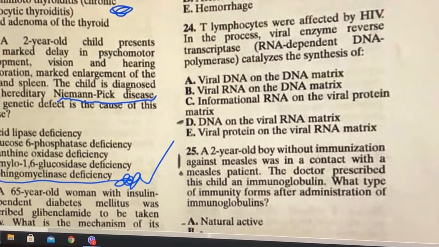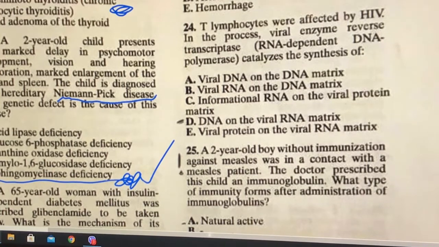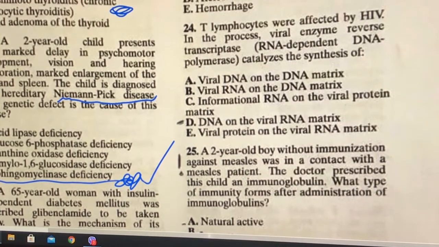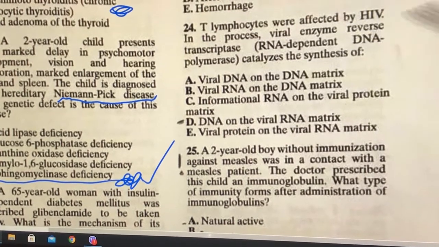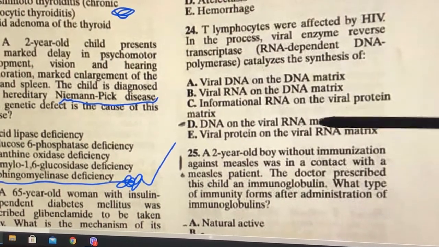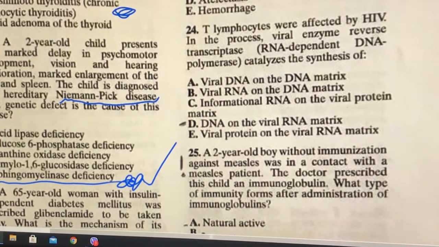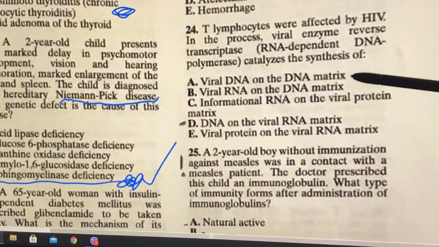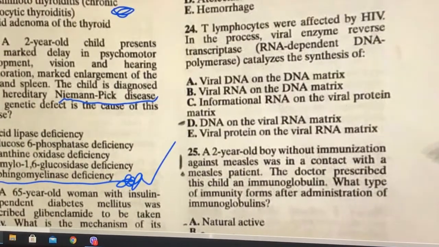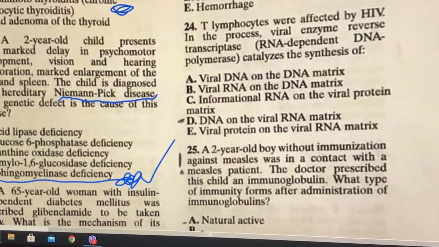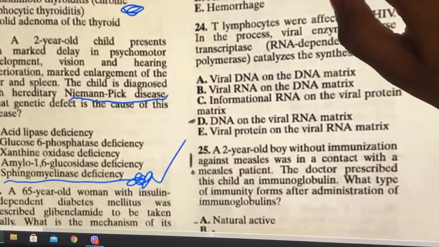So you should know which is polymerizing. DNA is polymerizing. So what is going to be synthesized? DNA. So search for the option which has DNA. DNA is given in three options. Here two options are matching. Viral DNA on the DNA matrix, no, because it's RNA dependent. The second option, DNA on the viral RNA matrix, this option is correct.